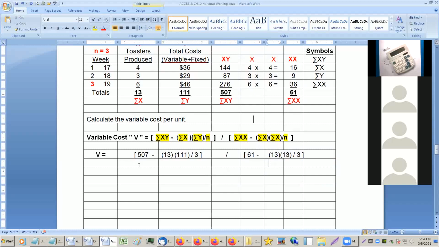All right. So now we're just going to start chunking through the numbers. So 507 minus. So we're going to multiply all these out. So 13 times 11 divided by 3. So multiply them and then divide by 3. So 481.